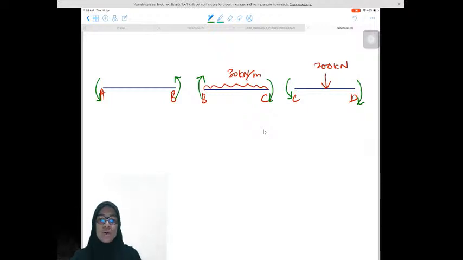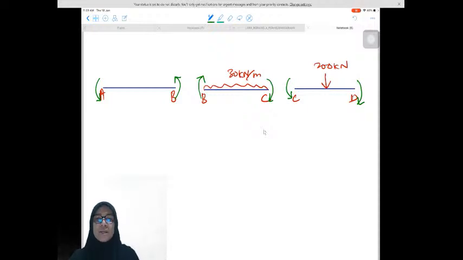By looking at the moment values that we get from the table, MAB and MBA are negative negative, so we draw the negative direction at A and at B. MBC and MCB are positive positive, so we draw the positive direction. MCD is negative and MDC is positive, so we draw one negative direction and one positive direction.